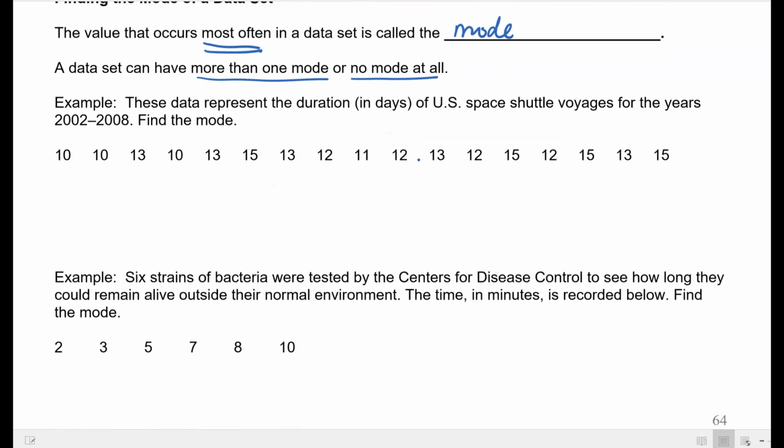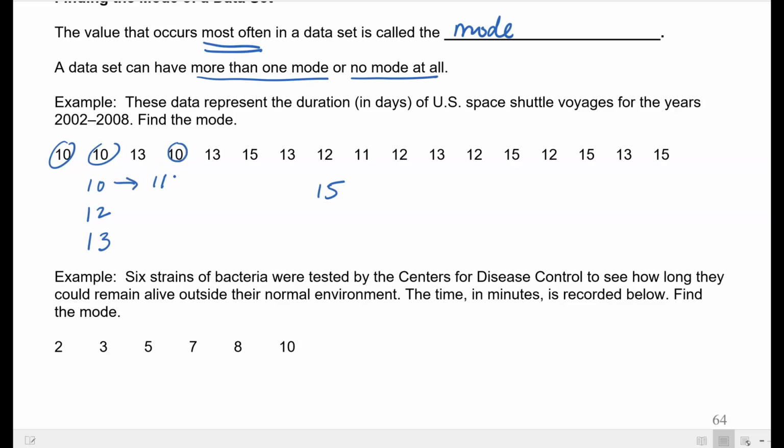So let's look at this next example. In this example, we have a couple of numbers that repeat. I'm noticing that 10 repeats, I'm noticing that 12 repeats, I'm noticing that 13 repeats, and I'm noticing that 15 repeats. So it looks like 10 repeats 3 times. I'm just going to use tally marks here. It looks like 11 repeats. Oh, I didn't list 11, it occurs once. So it looks like 12 repeats 1, 2, 3, 4 times.